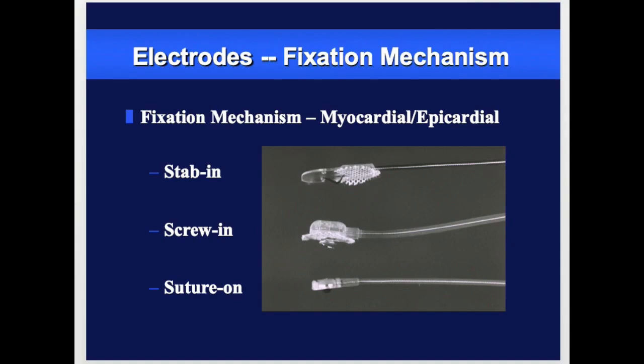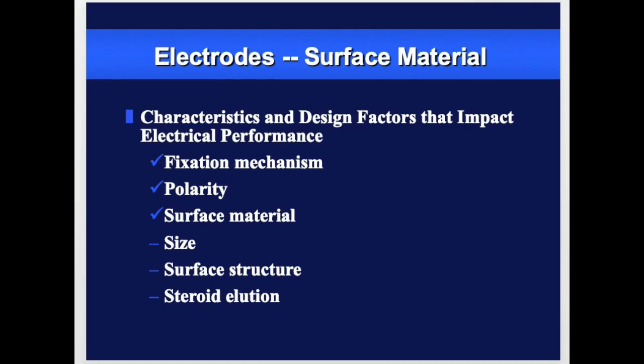Stab-in and screw-in leads are considered myocardial leads because they are attached to the outside of the heart, and the hook electrode and the screw electrodes actually pass into the myocardium when fixed. Suture-on leads are considered epicardial leads because the electrode is attached to the outside of the heart and does not penetrate the myocardium. Design characteristics related to surface material of the electrode are reviewed in the following slides.